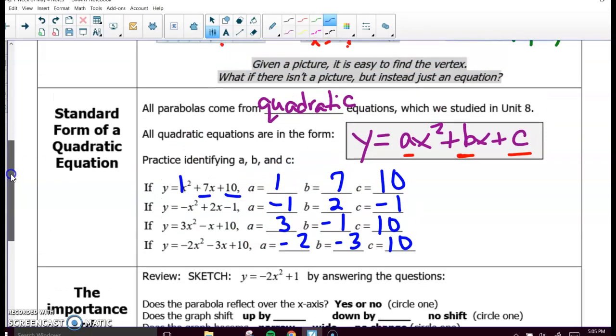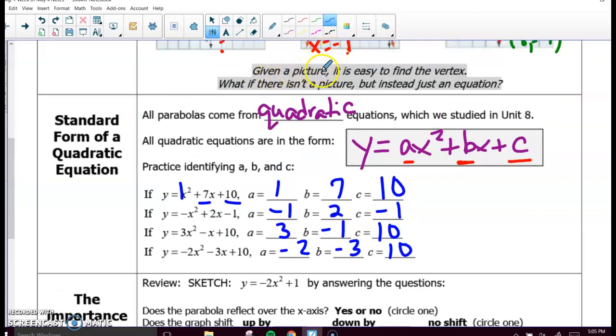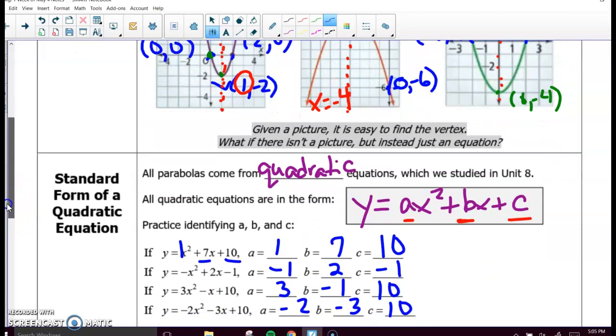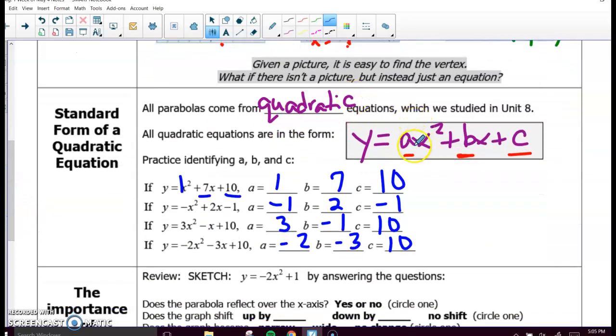Well, why do we want to know what a, b, and c are? If we have a picture of a graph, it's easy to determine the vertex. I can look at a parabola, and as long as it's on a coordinate plane, I can identify the coordinates of the vertex. But what if there isn't a picture? What if I'm just looking at an equation? Well, looking at the a, b, and c value is going to help us determine that.